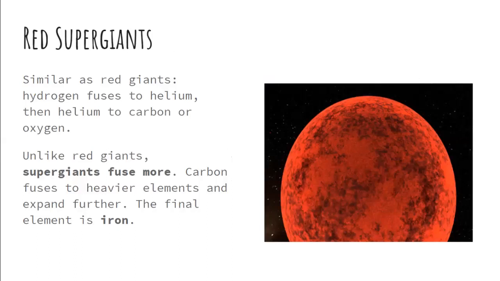Red supergiants are basically very similar to red giants for small and medium stars. The hydrogen becomes fused to helium, and then the hydrogen starts to run out. So the helium again fuses to carbon or oxygen, which expands the star. But unlike the red giants, the supergiants fuse more. The carbon and oxygen fuse into even heavier elements until they finally fuse into iron, which expands it even more. And as you know, iron has a larger mass than carbon and a lot of other elements, so that's why instead of becoming a red giant, it becomes a supergiant.